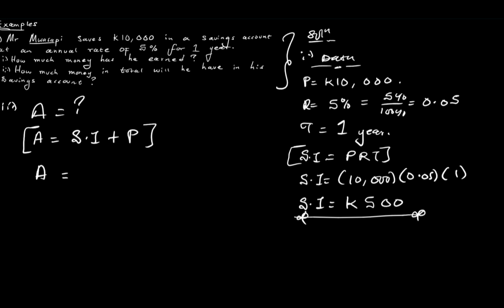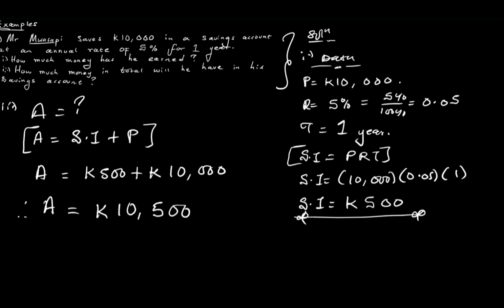So now accrued amount, which is A, is equal to simple interest plus principal amount. So accrued amount is equal to the simple interest, which is 500 kwacha, plus the principal amount, which is 10,000 kwacha. So the accrued amount, therefore, will just be 10,500 kwacha. That's how you go about solving this problem.